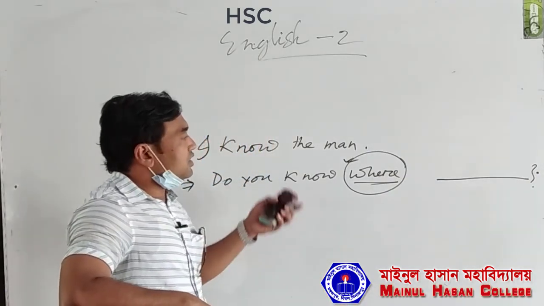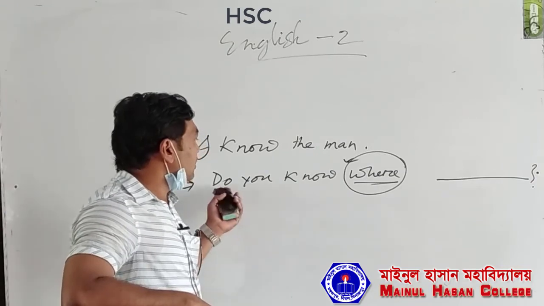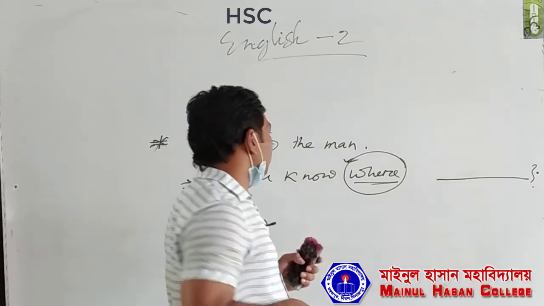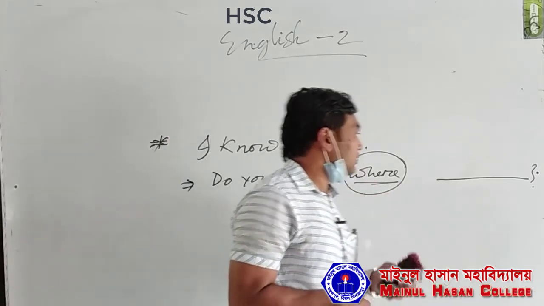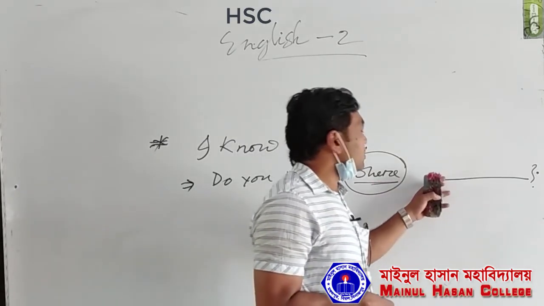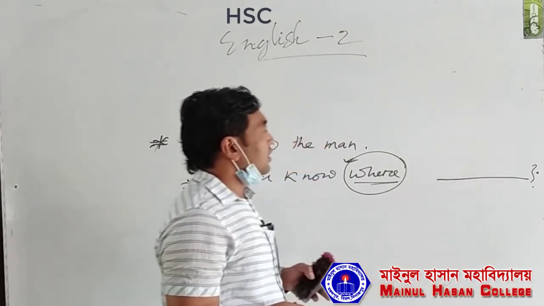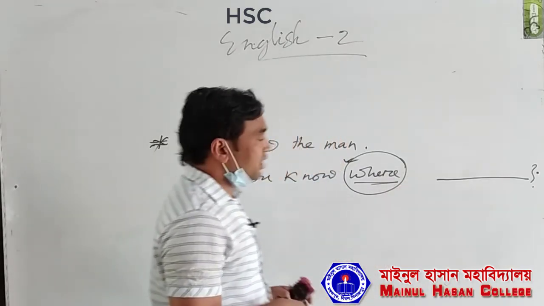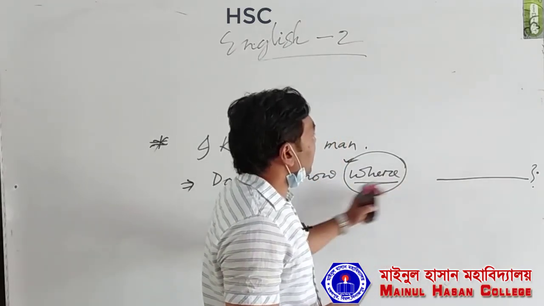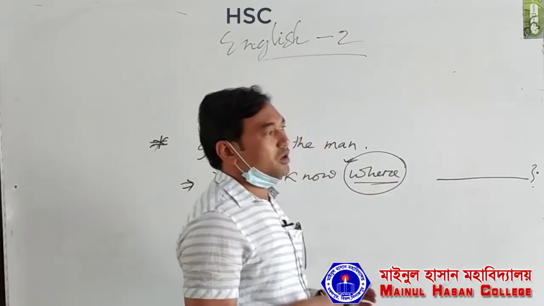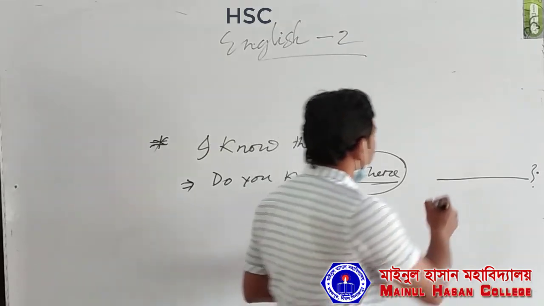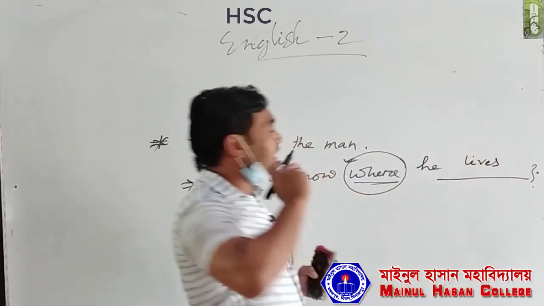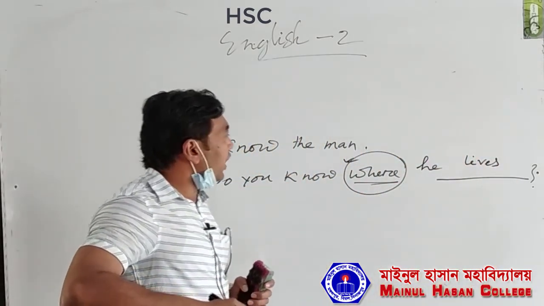No doubt, the sentence will be an interrogative sentence because the sentence begins with an auxiliary verb. But after where, the remaining clause, the remaining part of the sentence never can be interrogative. It will always be assertive. You know, assertive sentence. Do you know where? You can use, do you know, where he lives. Do you know where he lives?